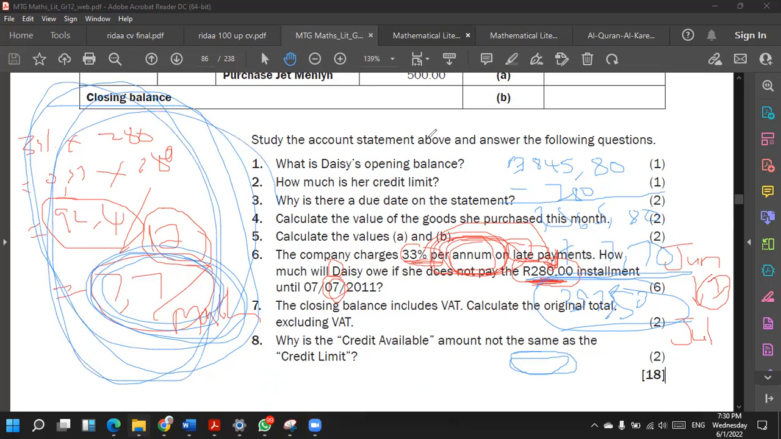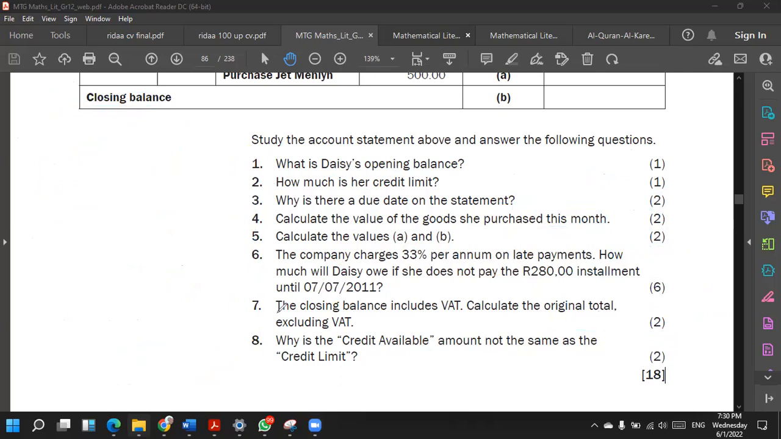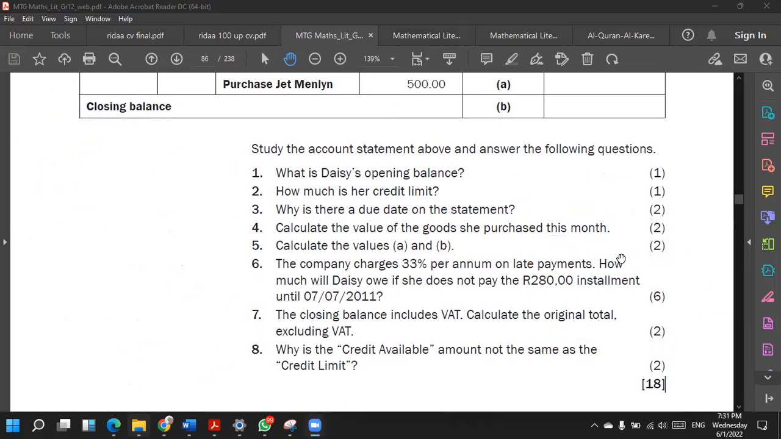Now we're going to clear all drawings. The closing balance includes VAT. Calculate the original total excluding VAT. I actually have a nice way to calculate VAT. I don't know how you calculate that, but can you calculate this for me? Oh, we have reached half past 7, so we'll just end with these last two questions and we can conclude with the next. So I'm just going to scroll up quickly.